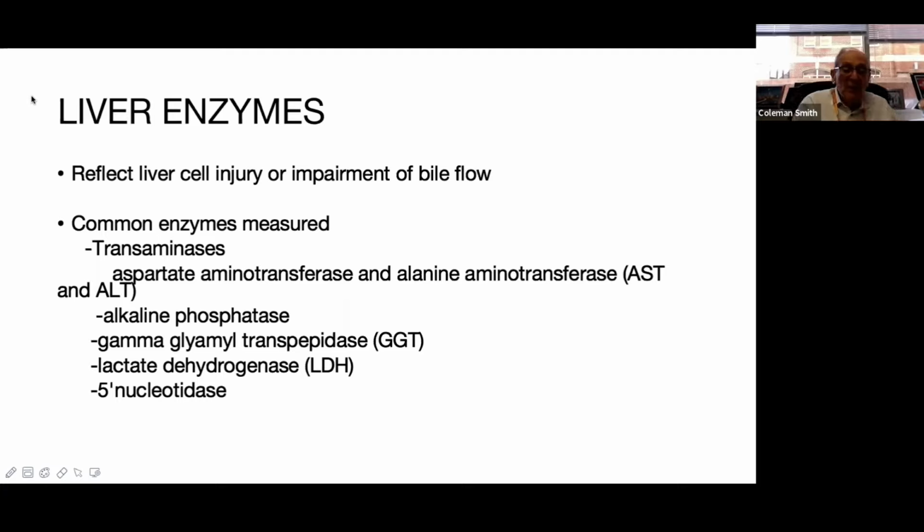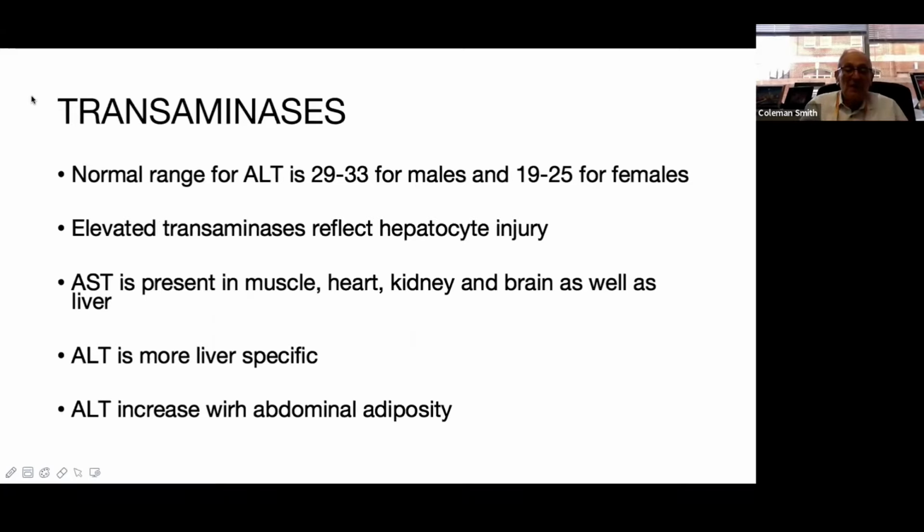Less commonly, we measure, and there's a typo there, I apologize for that, gamma glutamyl transpeptidase, GGT, lactate dehydrogenase, and 5' nucleotidase. The latter two are measured fairly infrequently, certainly when trying to assess liver function. So let's talk a little bit about each of those and what they mean. The transaminases. Once again, as you can see, I did this myself, and it's full of typos, but I tried to find as many as I could.